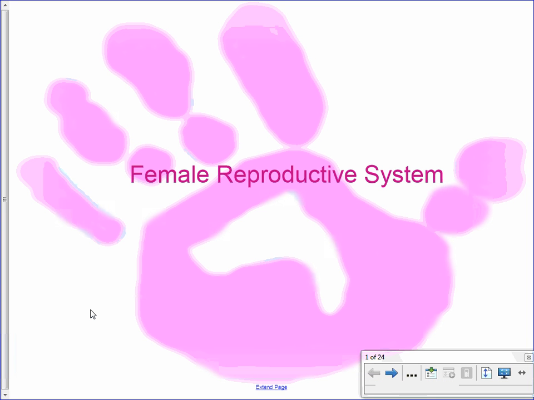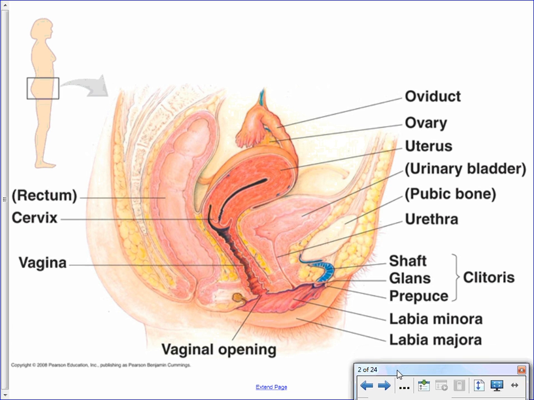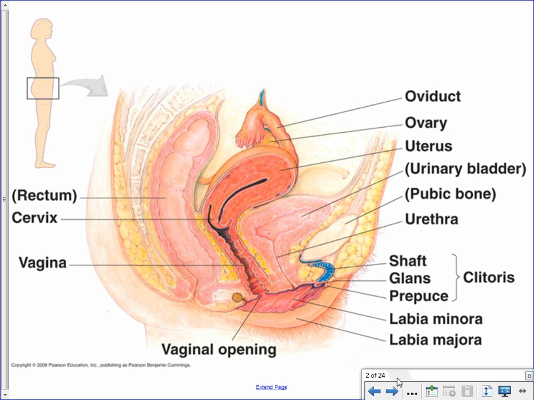This lesson is on the female reproductive system, and I'll follow this one up by a more detailed lesson, which will be on the female's reproductive cycles. We'll start off by taking a look at the major macroscopic structures that you do need to be aware of with the female reproductive system.